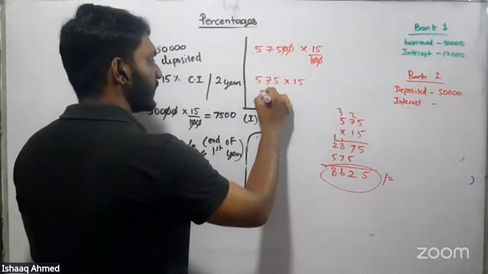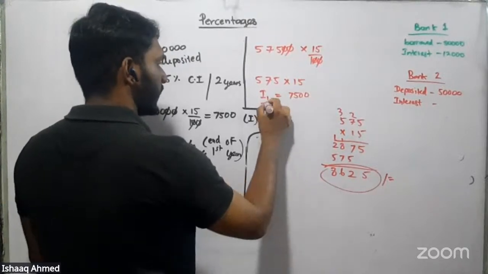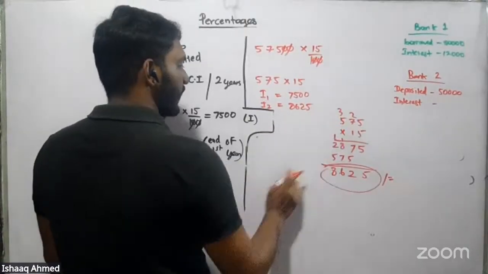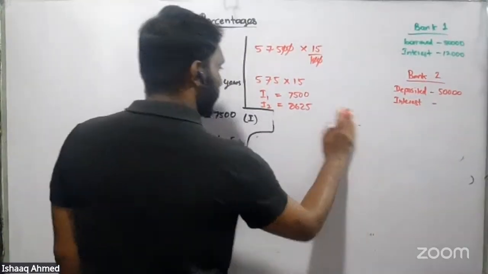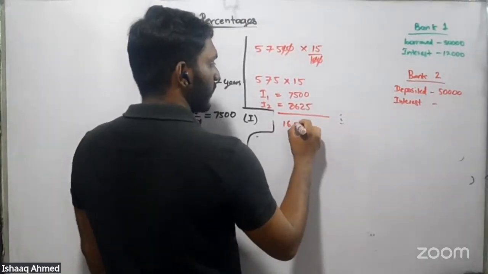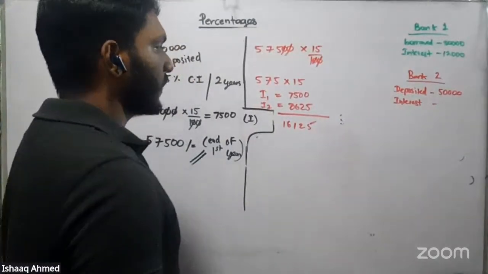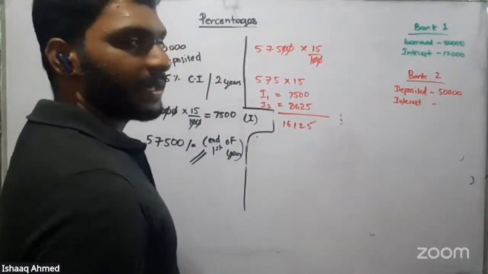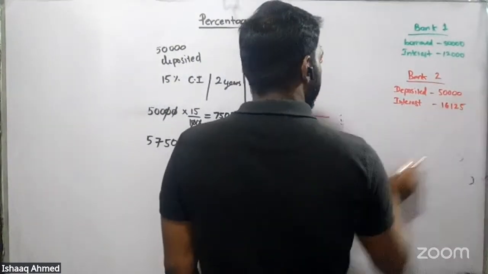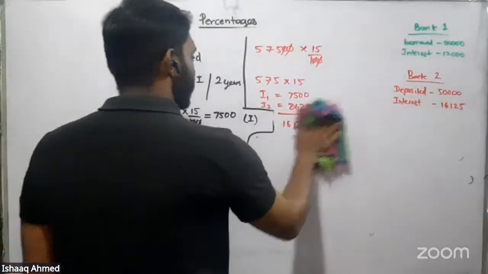So interest for the first year equals 7,500. Interest for the second year equals 8,625. So totally, how much does he have? The total interest is how much? 16,125. Okay, right. So this is the data.